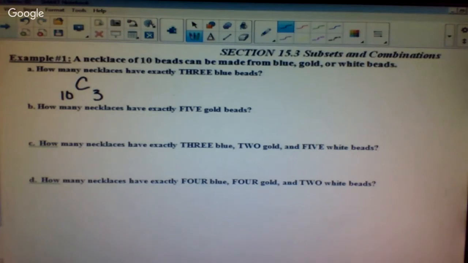You have blue, gold, and white. That's 3. But it says exactly 3 blue, so I can't use blue anymore. So I have 2 options left. And I need to fill 7 beads with those 2 options.